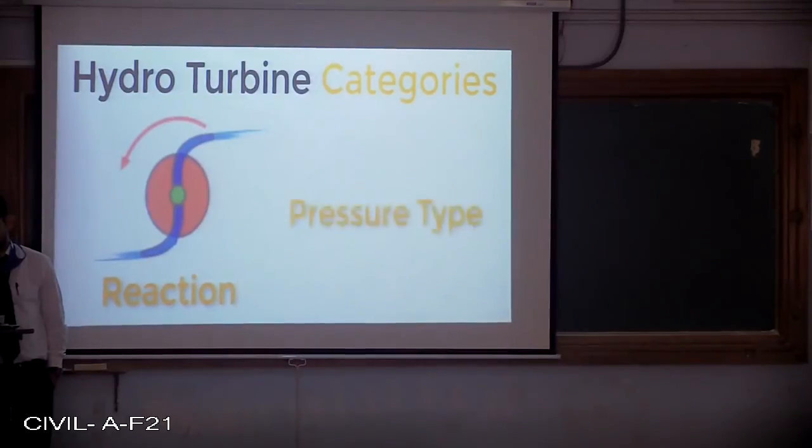And the reaction turbine functions because as the water flows through the runner, there's a pressure difference between the suction and discharge side, and this pressure difference causes the runner to rotate. So that's the reaction turbine. Just remember, reaction, pressure type turbine.